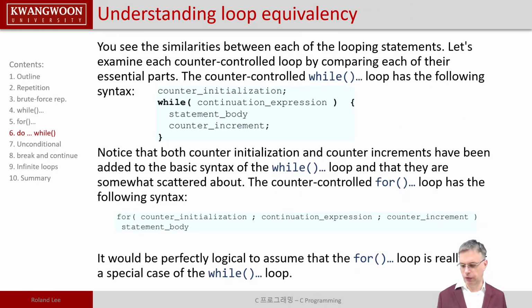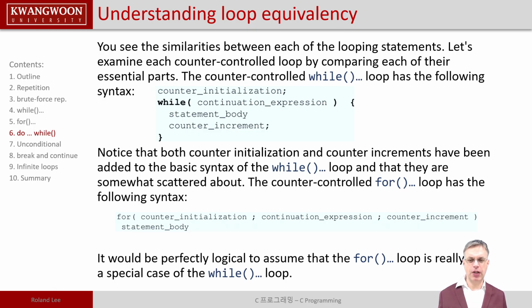The counter-controlled for loop has the following syntax. So counter initialization you see here, continuation expression you see here as in while, and counter increment you see here, right after the statement body in the while loop. In the for loop it's inside the original loop statement. So it would be perfectly logical to assume that the for loop is really just a special case of the while loop, right?